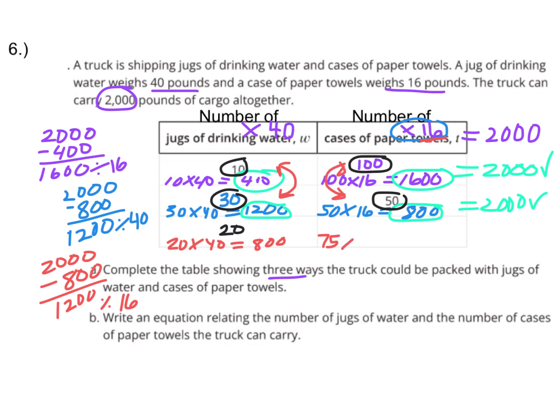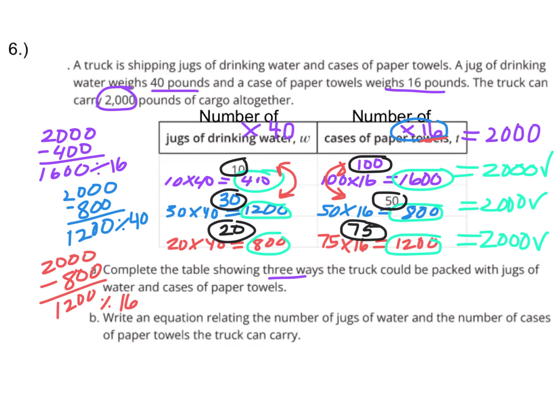Okay, so now I'm going to do 75 times 16 just to double check the weight, and I'm sure a trucking company would do this. They don't want to exceed their weight limits. 75 times 16 is 1,200. All right, so now let's check our totals. So 800 and 1,200 would be that 2,000 pounds. So that would be the combination of 20 jugs of water and 75 cases of paper towels.